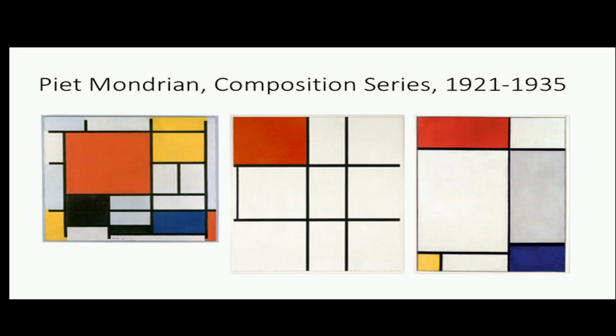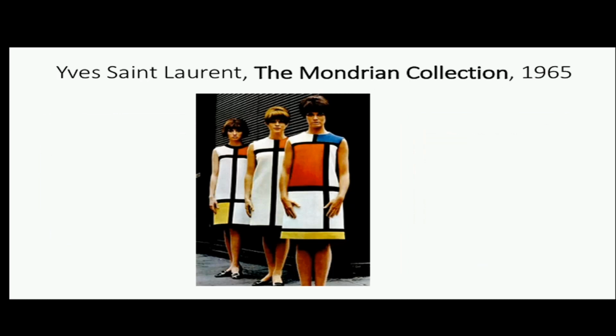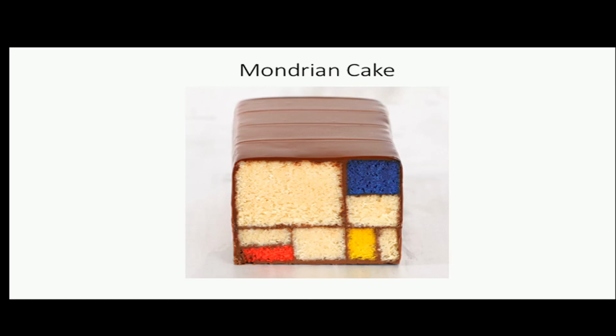A very famous example of a different context other than fine arts is the Mondrian collection by Yves Saint Laurent. So the dresses that he designed in 1965, they were a massive success. And I also discovered a video on YouTube that gives you instructions on how to make a Mondrian cake. So I thought, okay, that works in many different contexts, so why not try to make a music interface out of one of those composition series?